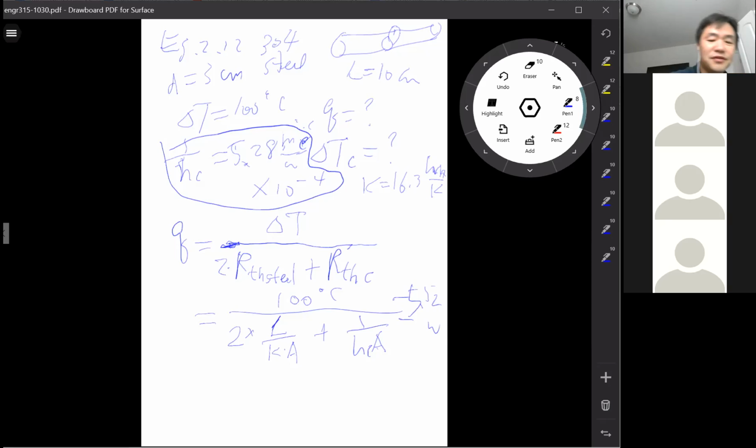Now we need to find the delta T in between, across the contact. So we are looking at the contact region only. This is the overall. So, the contact region. You can also write the equation like this, right? The same Q.